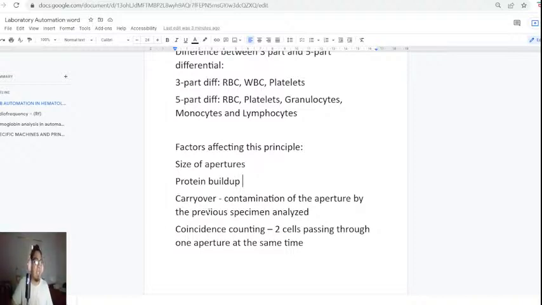Protein buildup doesn't necessarily interfere with the counting. It can also interfere with the amount of electrical waves or the electrical field being produced by the electrodes, between the two electrodes rather. Alright?